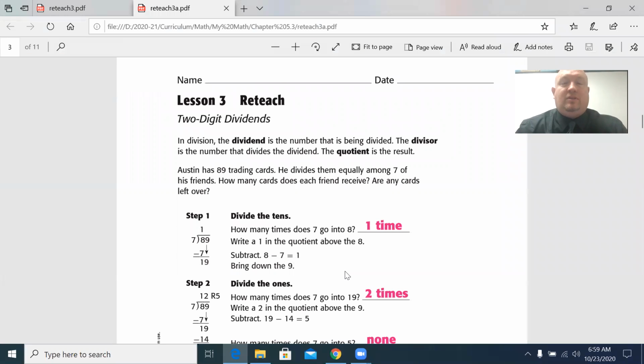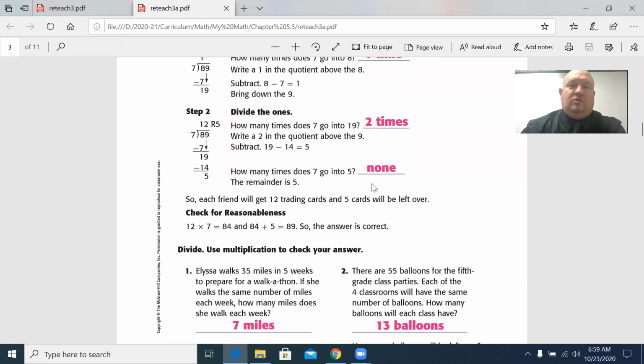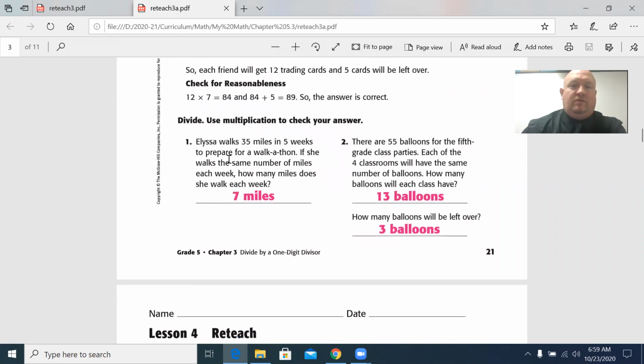We'll begin by reviewing the last session's work. In our last session, 3.3, we were looking at two-digit dividends, which means your dividend has at least two digits, so the tens and the hundreds. We did this one, 35 divided by 5 was 7. You did number 2. We did 55 divided by 4, and we find that 4 goes into 55 13 times.